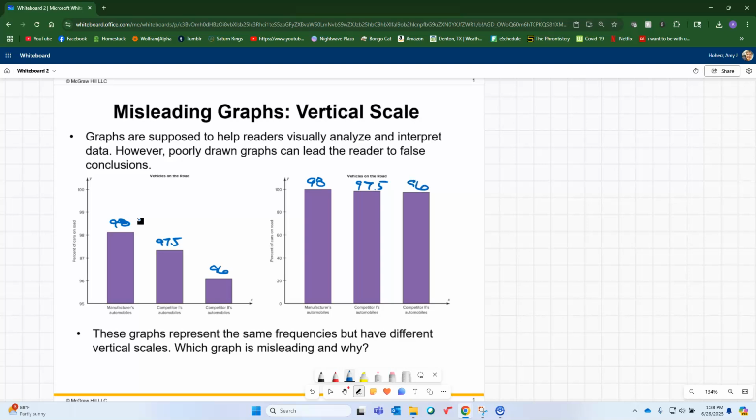The values are not very far apart from each other, but this graph shows that they're far apart. It makes it look like they're far apart from each other because it starts at 95. This is the correct way to do it. The correct way to do it is to start at 0, because then you can see that the manufacturer, competitor 1 and competitor 2 really don't vary that much. Competitor 2 is a little less, 2 less. This isn't a very good graph.